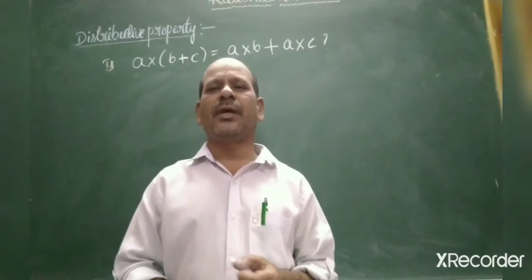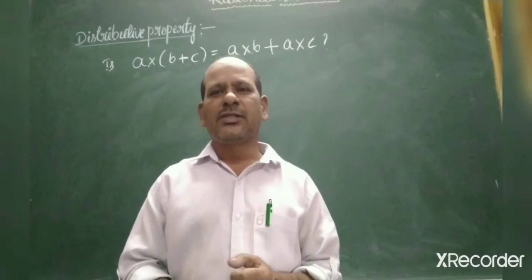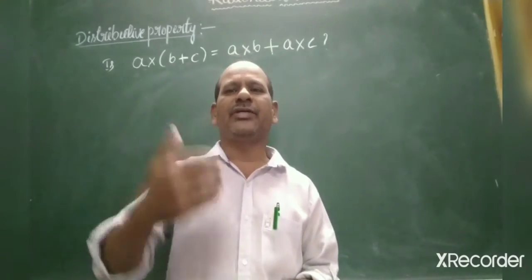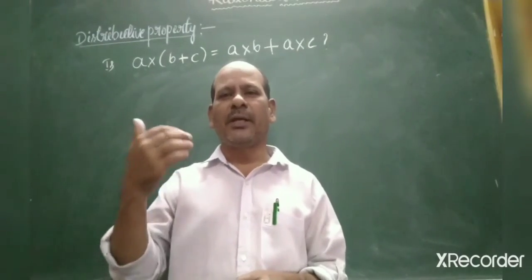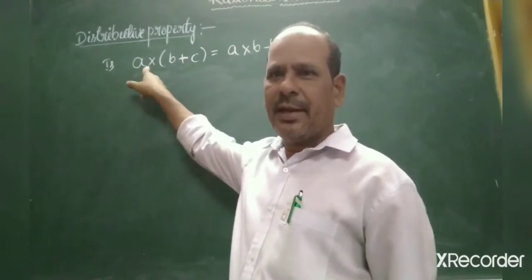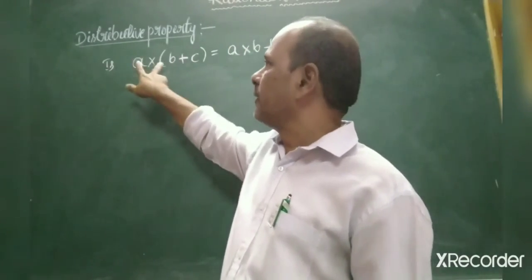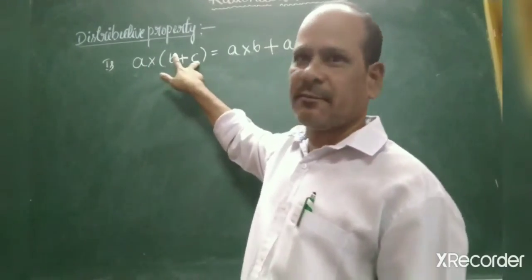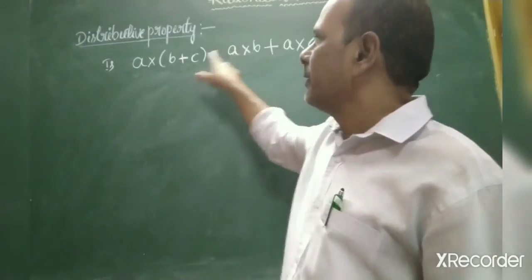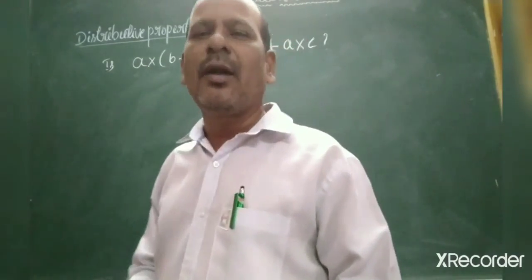And let us discuss today about the distributive property of rational numbers. Distributive property of multiplication over addition, that is A into B plus C. Here A is distributed between B and C: A into B and A into C. See, A into B, this plus symbol will come in the middle, A into C. Let us check whether this is equal or not.